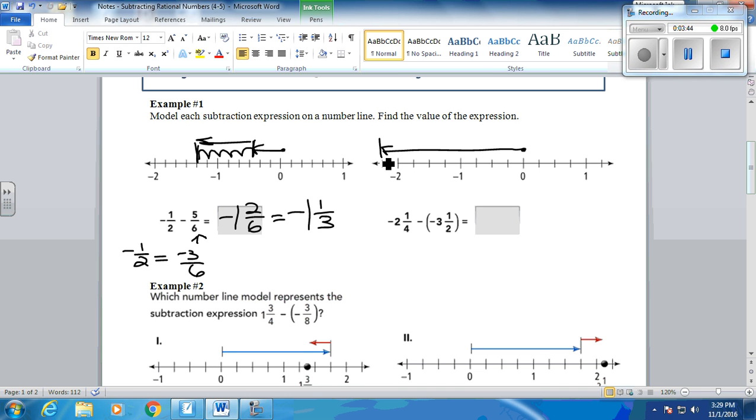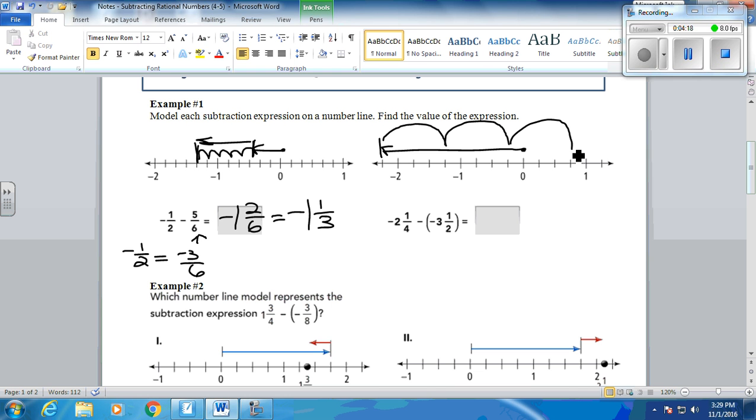If I'm at negative 2 1/4, one whole would be right here at negative 1 1/4. Then another one whole would be at negative 1/4. And then another one whole would be at, let's see, did I go the right way? Yep, would now end me up at 3/4. Did I say that right? Okay, just want to make sure I got that right.